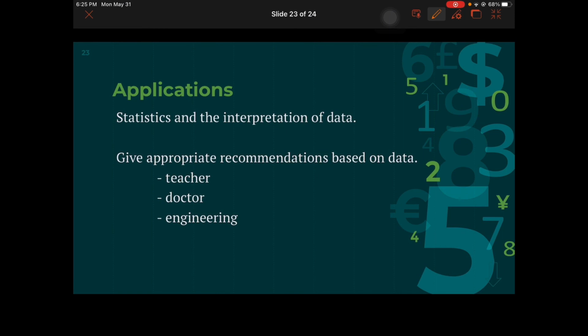So, what else can we use this information for? Why is it important to interpret data? This is important for teachers. For example, we teachers know that if there is a certain percentage of students below the failing grade, let's say the passing score is 13 over 20.